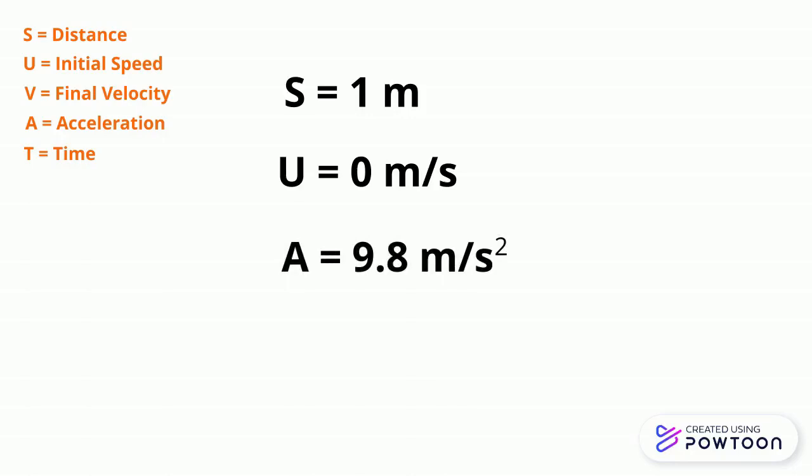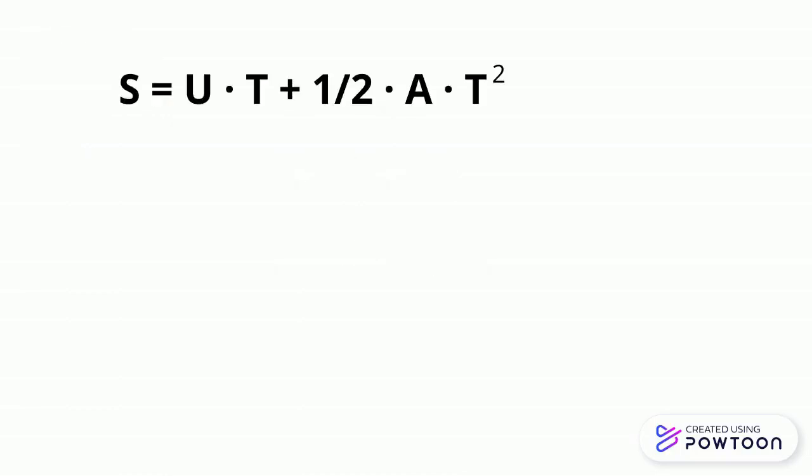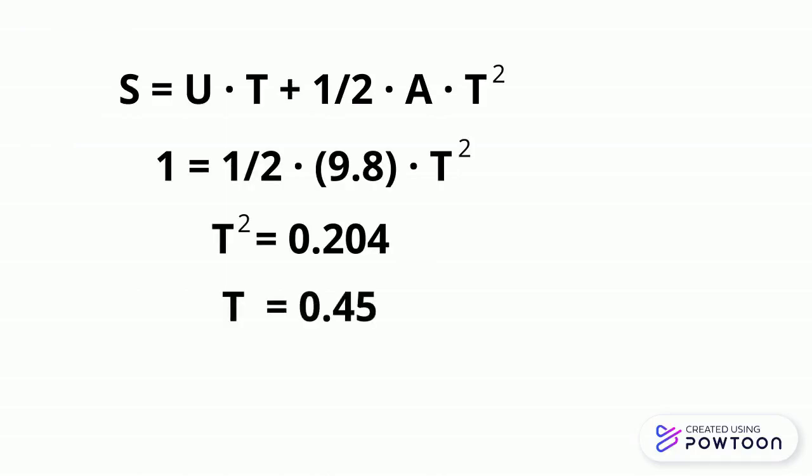This is just a constant, meaning it's a common value that scientists have calculated to be the acceleration due to gravity. Using this information, we can use an equation to find the time it takes for the ball to hit the floor to be 0.45 seconds.